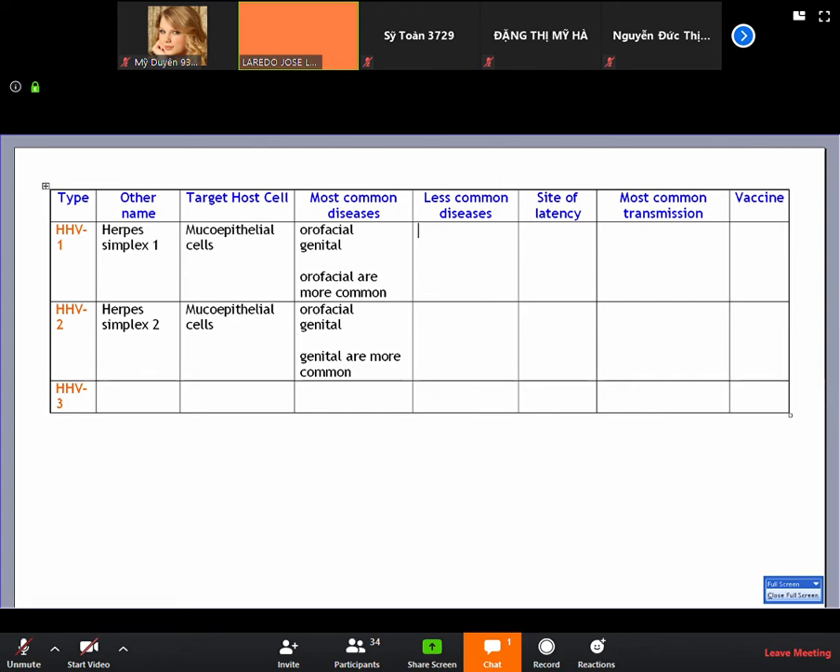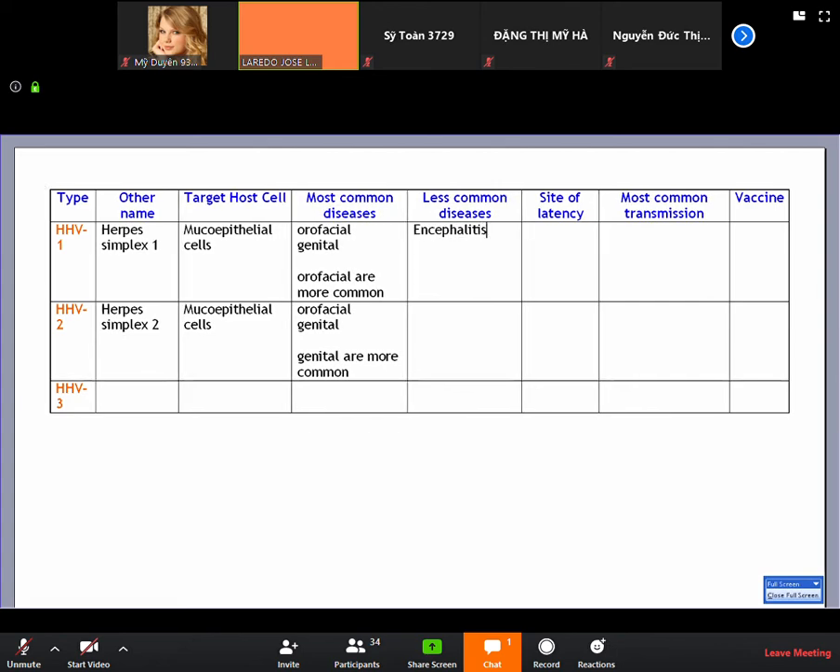These are the most common, but they can cause other diseases. For example, type 1 may cause encephalitis that is very severe. And type 2 meningitis, that is also very severe, and many other diseases, okay? But these diseases are not so common.